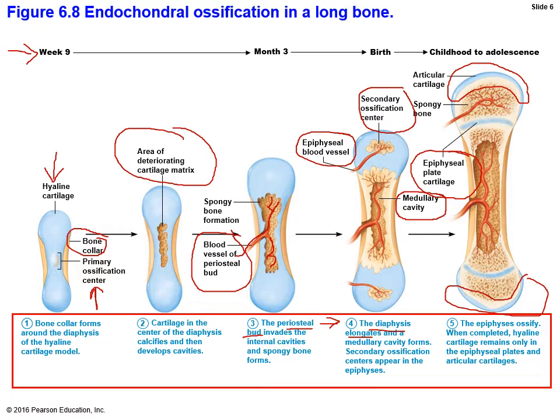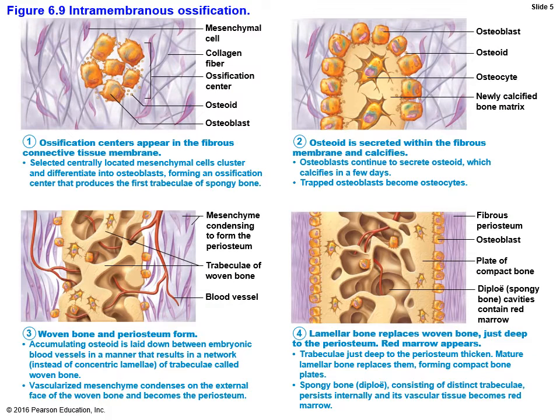As you can see, we started with the hyaline cartilage on the left, and by the time we got to the right, we see that the cartilage has been replaced by spongy bone and, of course, also compact bone, leaving only a few areas of hyaline cartilage. So this is endochondral ossification. This is what most of our skeletal system will do. And I did say another way, the intramembranous ossification.